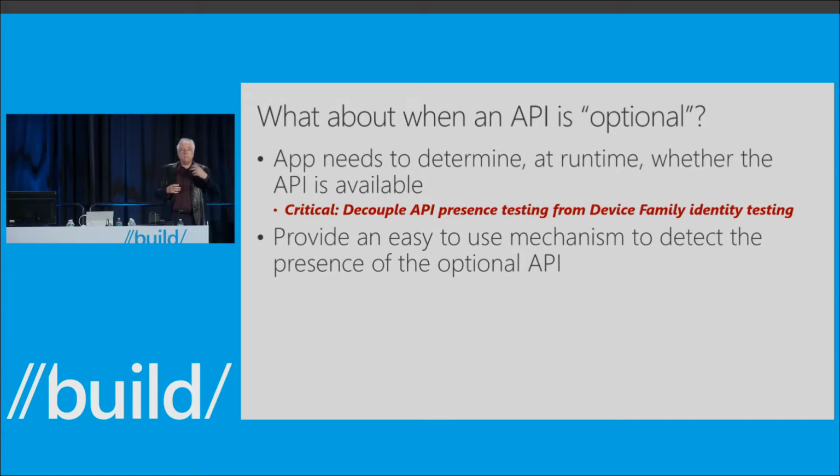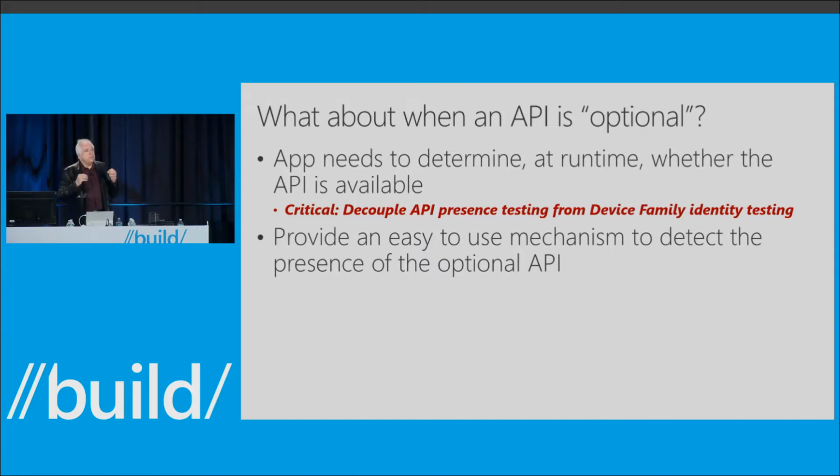And this will happen over time as, say, Xbox comes up with a new input device. We usually support those on Windows eventually, but the API is going to show up on one device first, wherever it's natural. And you might want to write an app that takes advantage of that API, but doesn't depend on it. So it will still run on a device that doesn't have the API.